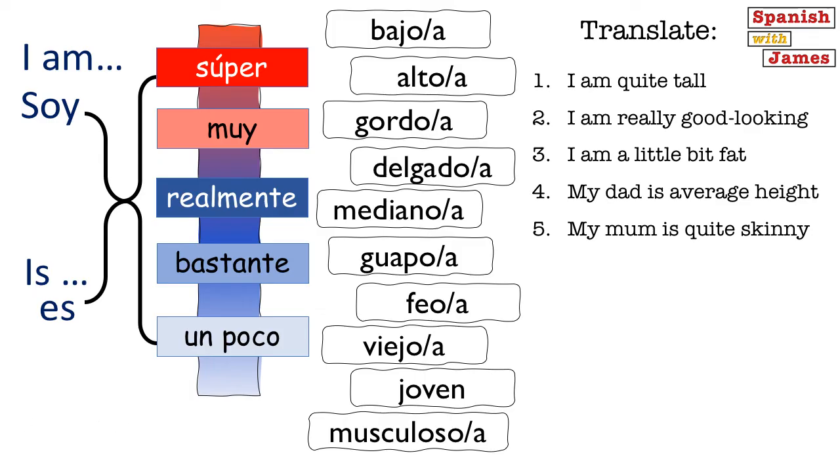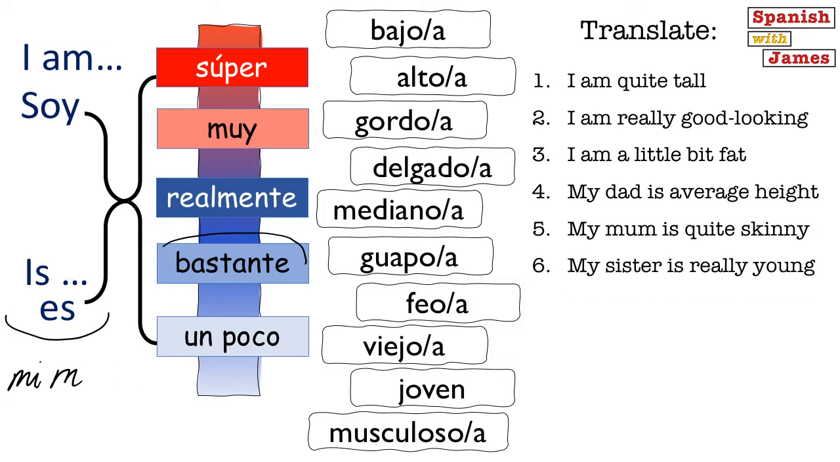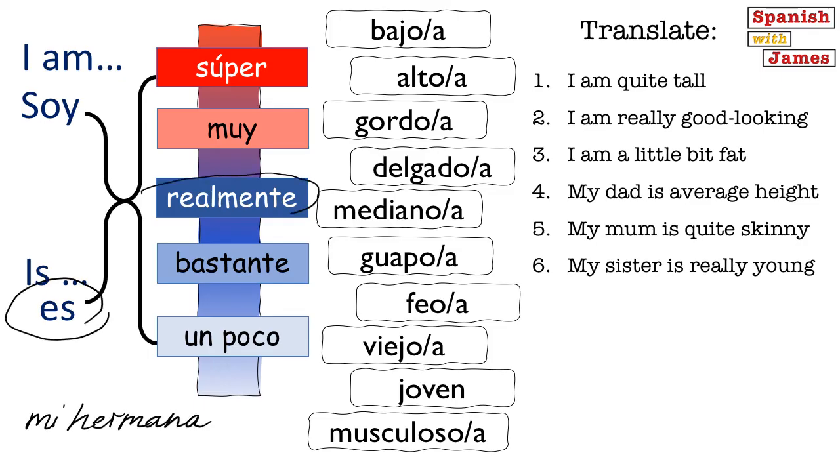Número cinco, my mum is quite skinny. Okay, pause the video. Let's go through. Número cinco, my mum is quite skinny. Mi madre es bastante delgada, with the A ending because it's mi madre, feminine. Número seis, my sister is really young. Pause the video. Let's go through. My sister is really young. Mi hermana es realmente joven.